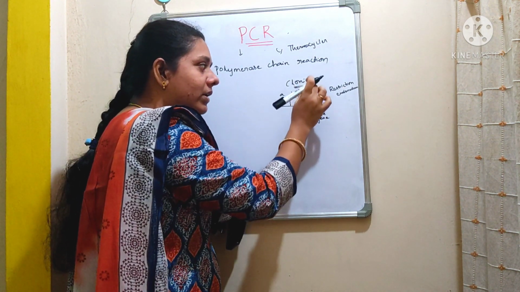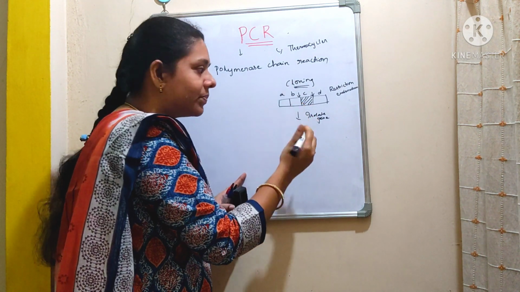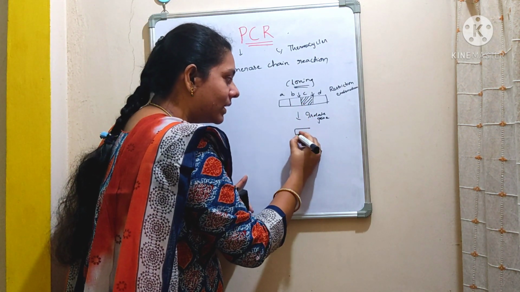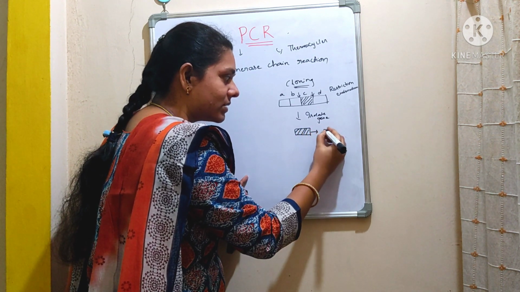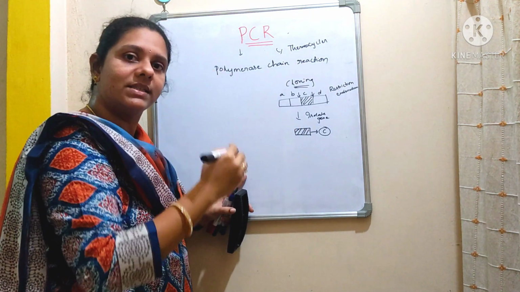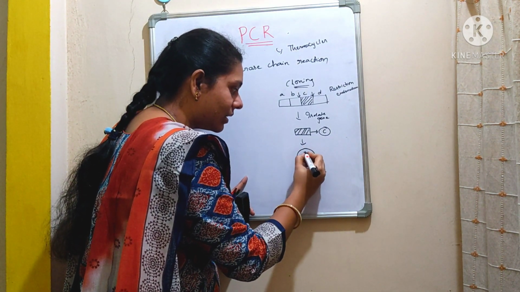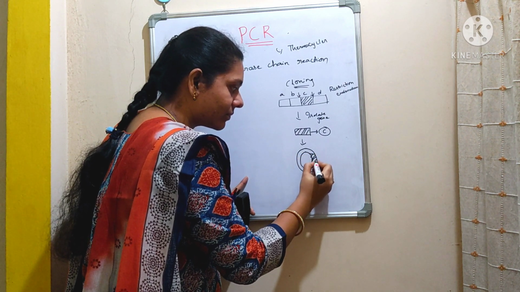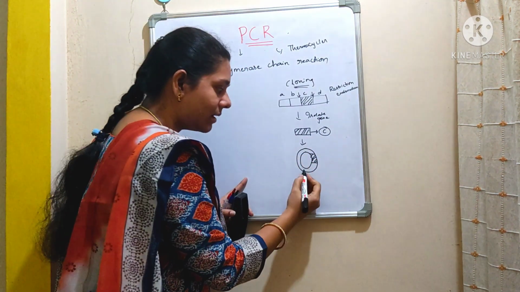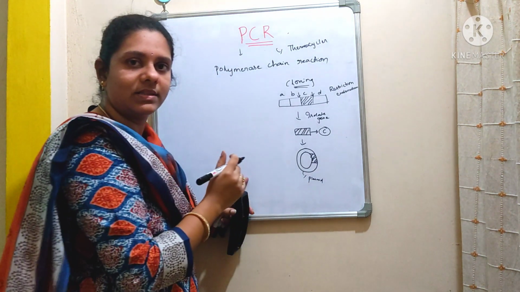For that we are going to treat it with the restriction endonucleases. Okay, so what happens then? We'll get the desired gene of interest. So this is our gene of interest, gene C. So the next step is, we need to introduce this gene into a plasmid. Okay, this is a plasmid which is present in a bacterial cell.